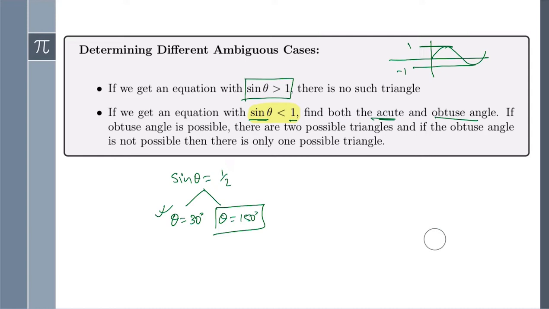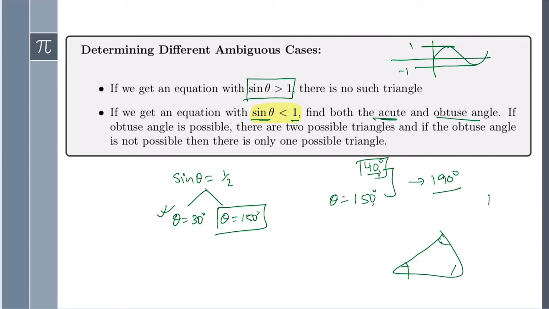You will be given one of the angles. For example, the given angle is 40 degrees. If you consider this obtuse angle, 150 degrees, and add these two angles, you get 190 degrees. We have three angles in a triangle, and when we are just adding two of them, we are getting 190 degrees, which is impossible because the sum of the three angles is 180 degrees. So this is not possible, and we only take the acute angle, so that is one possible triangle.